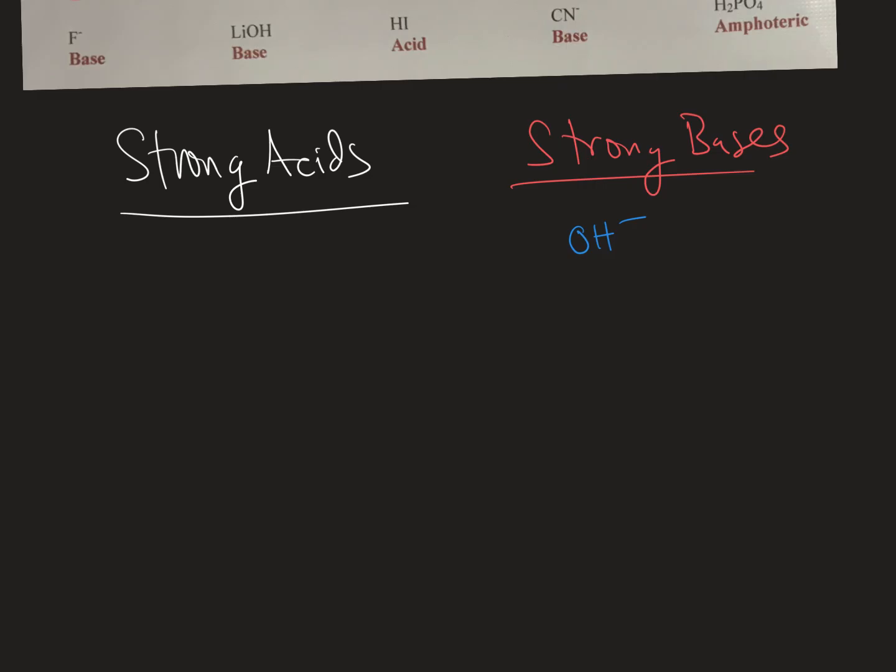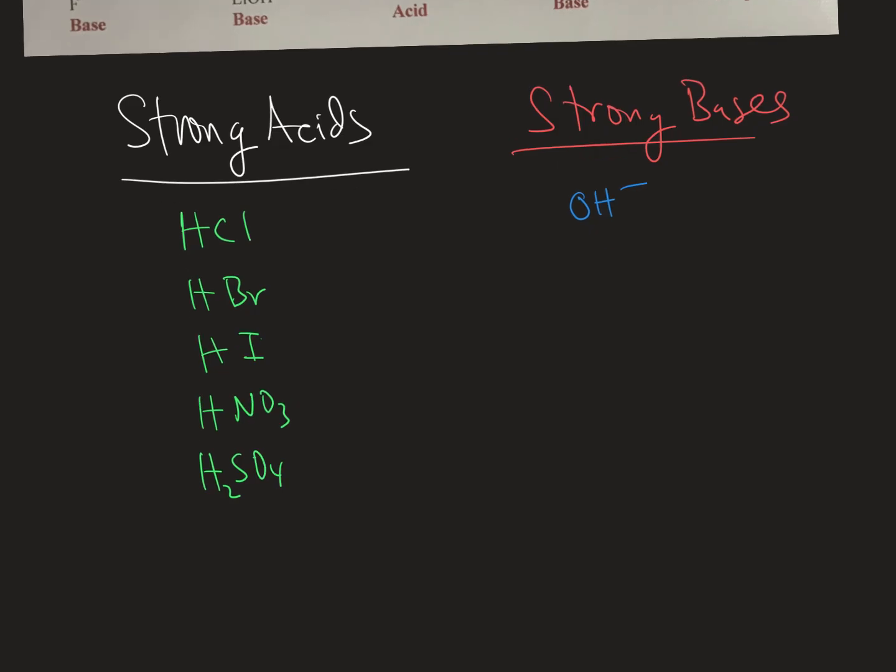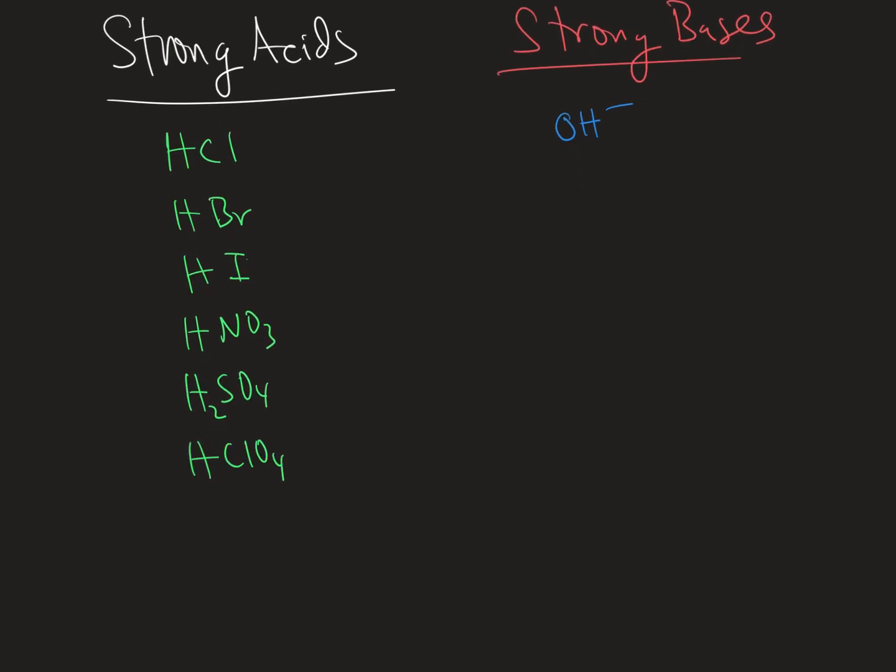Let's look at the strong acids real quick. HCl, HBr, HI, HNO3, H2SO4, and HClO4. If you memorize the strong ones, we know the weak ones, and there are less strong ones. So memorize these. Here's how I remember them.